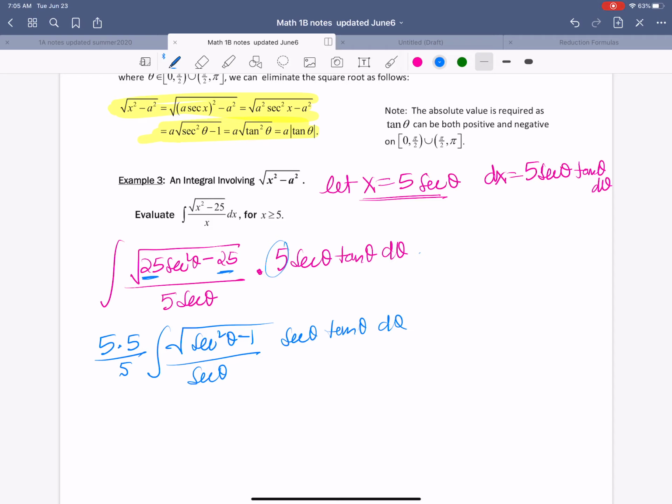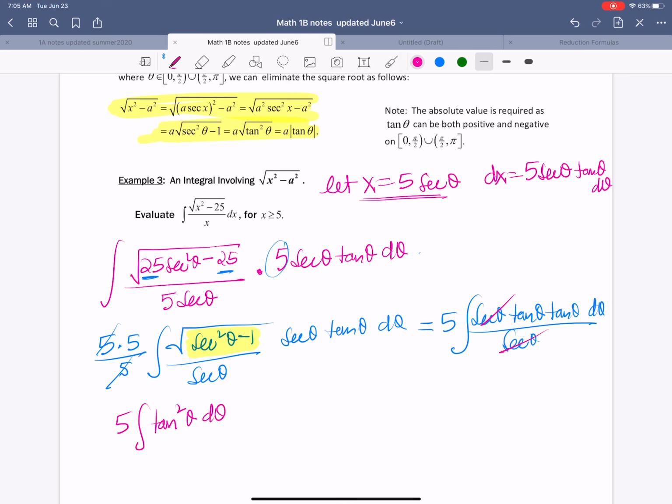Okay, so what is the square root of secant squared theta minus 1? We know secant squared theta minus 1 is tangent squared theta, and when I do the square root, it just turns out to be tangent theta. So this 5 and 5 is gone. We do have secant theta, tangent theta, another tangent theta, d theta on the top, and then secant theta in the denominator. Now, one of the secant theta on the top and bottom, there is one on the top, one on the bottom, that will be gone. So this integral turns out to be 5 tan squared theta d theta.